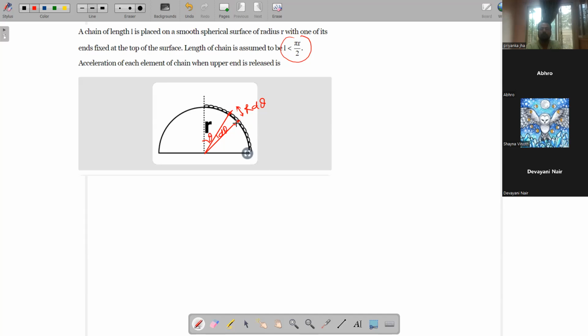The sphere will apply the normal force on this element, like this, and the other force will be mg. Mg here means the mass of this element, dm, a very small mass, into g. Suppose the length of the chain is L, which is given, and the mass of the chain is m, which is not given, so it will cancel out later. So the mass per unit length is m by L, and we have to find the mass for this length, r d theta. So this is dm, equal to m by L into r into d theta, into g.